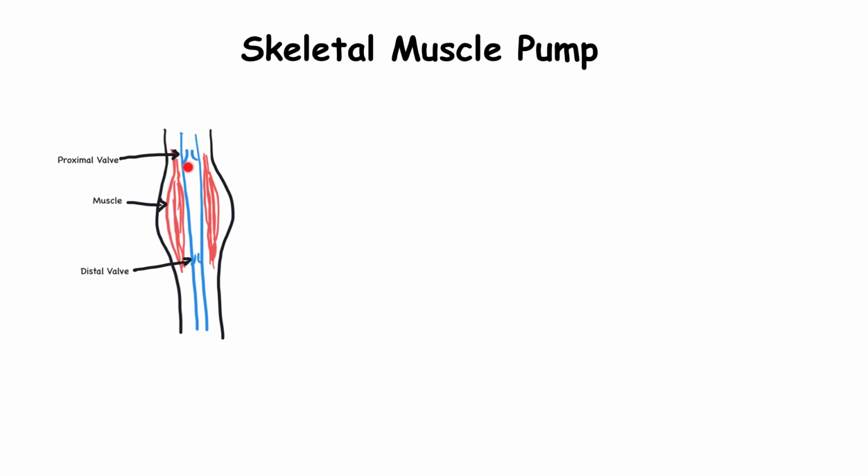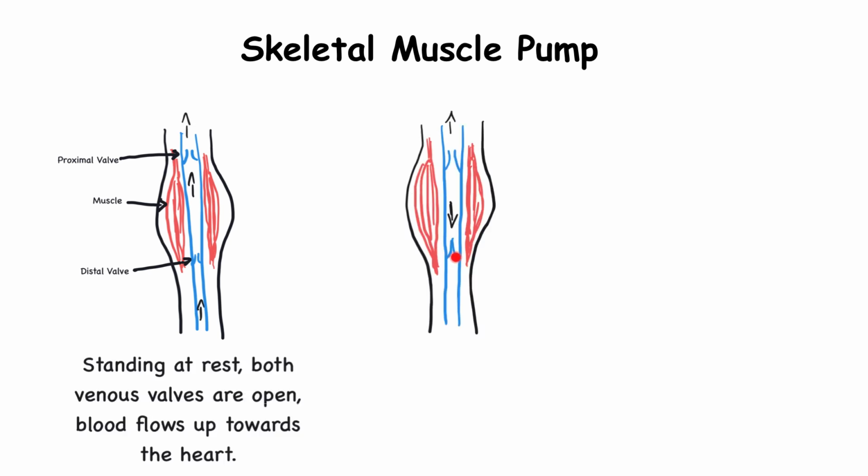Now, there are going to be two valves, the proximal valve, which is going to be closer to the heart, and the distal valve that is going to be further away from the heart and closer to the foot. That would be down here that I didn't draw. So standing at rest, these valves would both be open, allowing blood to make its way up towards the heart. Contraction of the leg muscles then compresses the vein. This pushes blood through the proximal valve, and this action is known as milking.